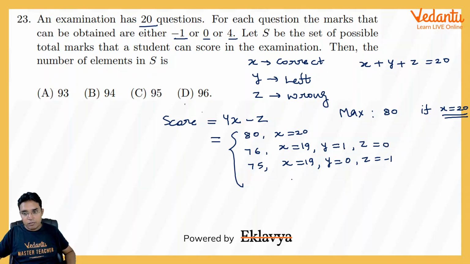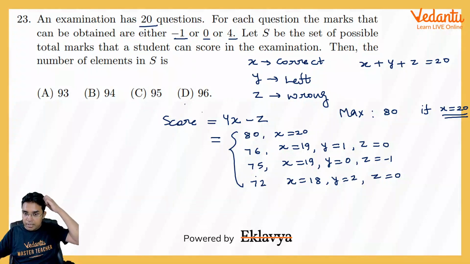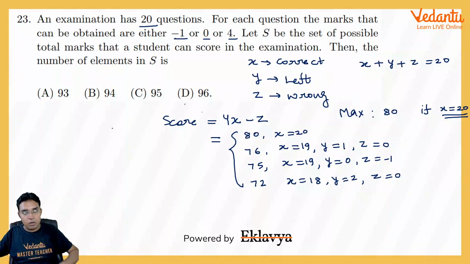I think the next one would be that you have done 18 questions correct, but you have left the 2 questions so that there is no negative marking. In this case we will be getting 18 into 4, 72 marks. So once again there is a gap: 74 you cannot obtain, 73 we cannot obtain. In fact, let me write the marks that we cannot obtain: 79, 78, and 77 we cannot obtain.